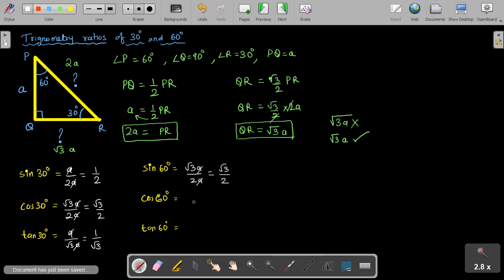But is it right? Is it right, Prajakta? Yes, ma'am. Okay. Cos 60. One upon 2 is half. A divided by 2a. This is 1 by 2. What about tan 60? Just root 3. Opposite upon adjacent, that is root 3a divided by a. A cancels and you get only root 3.